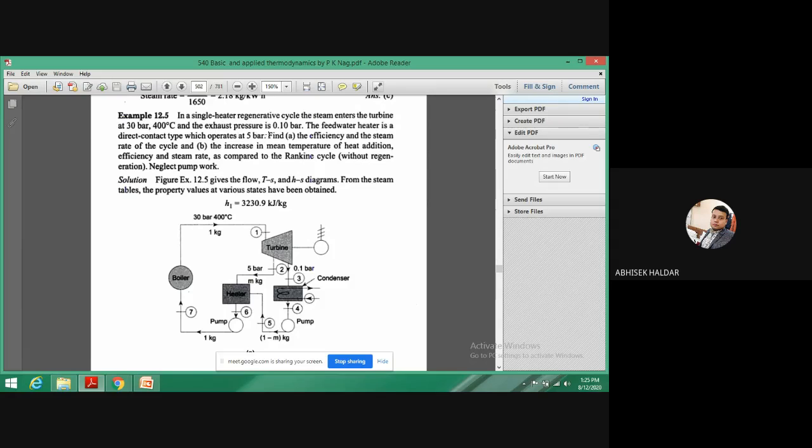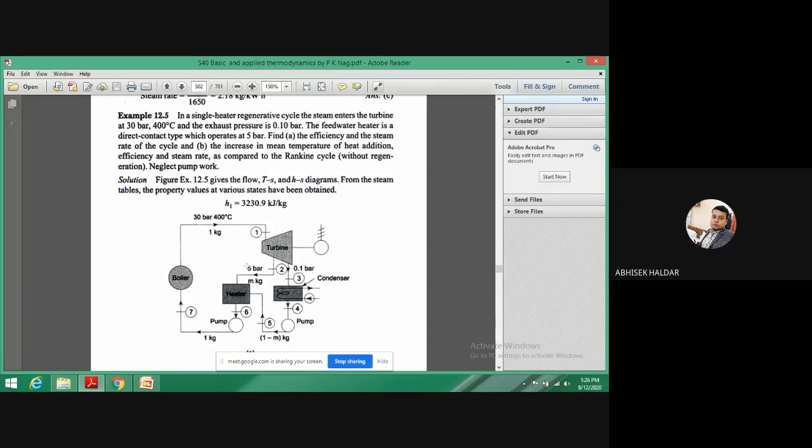And the exhaust pressure means which pressure? It is nothing but the condenser pressure, 0.1 bar. Here also you can see the 0.1 bar. The feed water heater is a direct contact type which operates at 5 bar. That means I am allowing the steam to expand from 30 bar to 5 bar inside the turbine first.